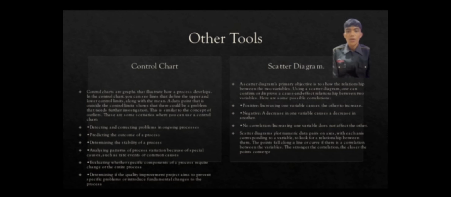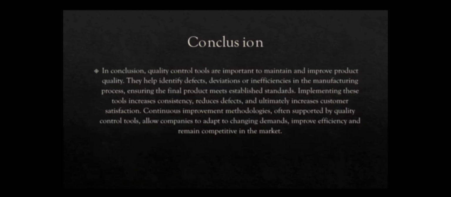A scatter diagram plots numeric data pairs on axes, with each axis corresponding to a variable, to look for a relationship between them. The points fall along a line or curve if there is a correlation between the variables. The stronger the correlation, the closer the points converge.